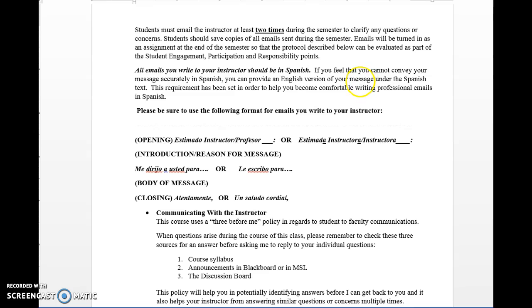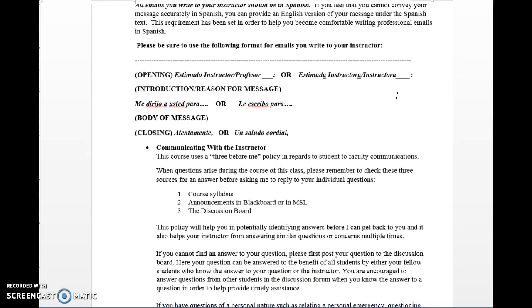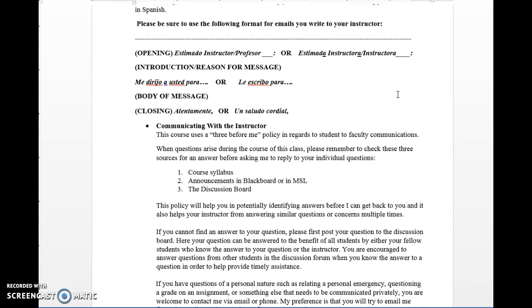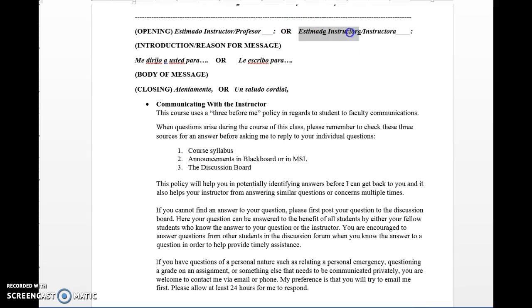Okay. You need to try to be using the language at all times. If you feel you cannot convey your message accurately in Spanish, then right below your message, you can give me the English version of that Spanish text. Okay. And when you begin an email, as I am feminine, you will want to begin by stating estimada instructora, or that should be profesora. Wow. I really need to review my syllabus. Okay. Estimada instructora, profesora Peterson.